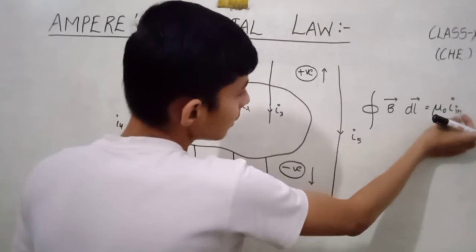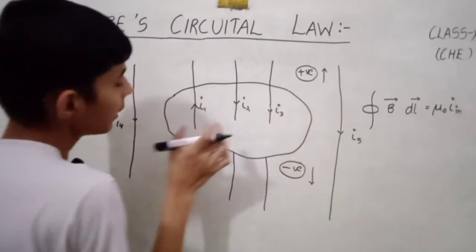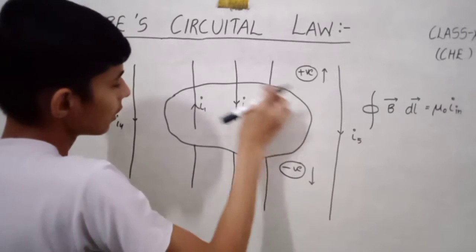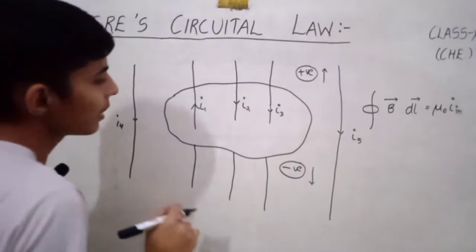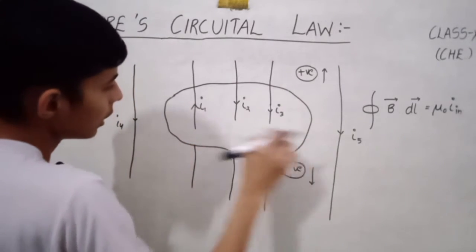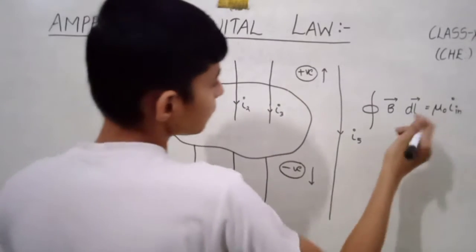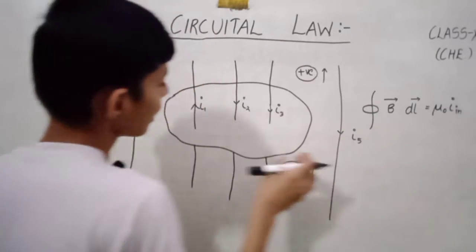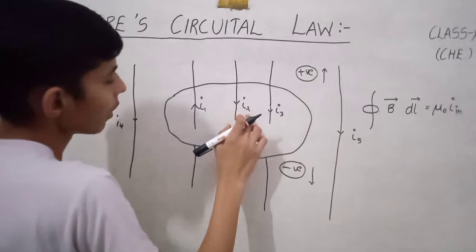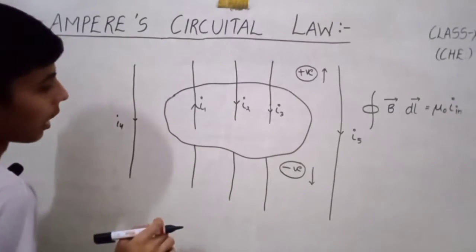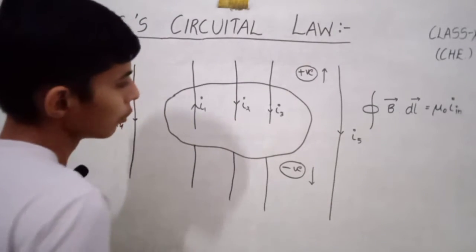So here I in denotes the current which is flowing inside the loop. This loop is called Ampere's loop, and we have to mention only the current which is flowing through the Ampere loop. Currents I2, I1 and I3 are the currents which are flowing through the Ampere loop.